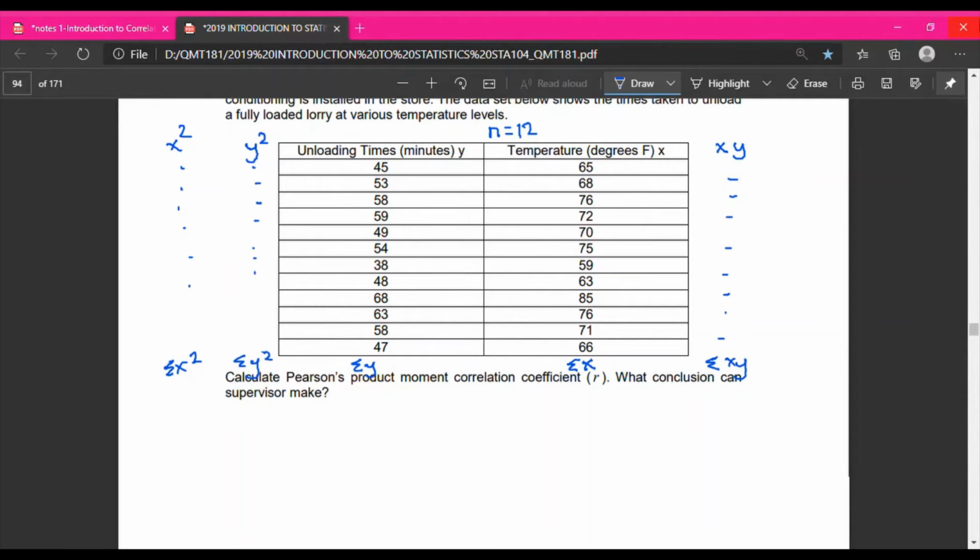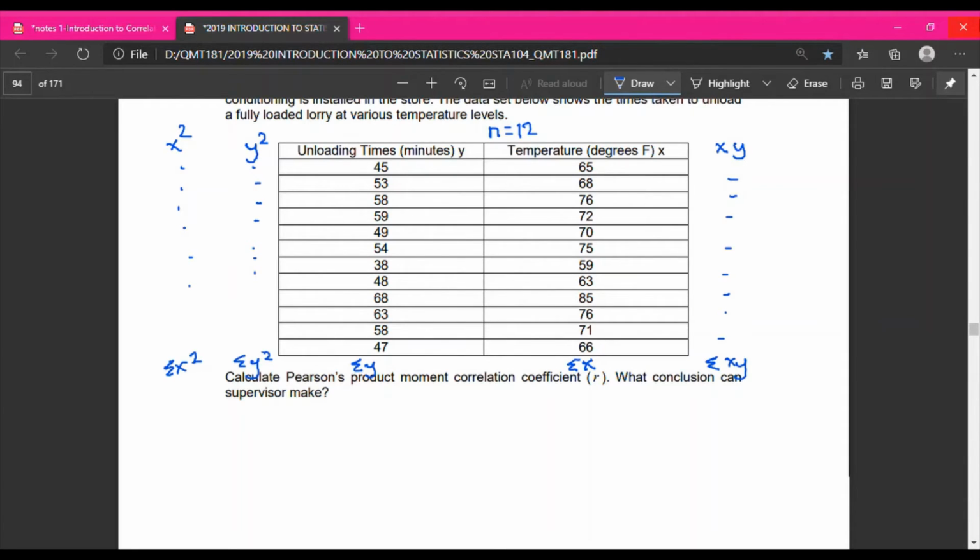So the next one, 76, 58, press M+, 72, 59, M+, 70, 49, M+, 75, 54 and plus, 59, 38 and plus, 63, 48 and plus, 85, 68 and plus, 76, 63 and plus, 71, 58 and plus, 66, 47 and plus. So now we have keyed in all the 12 observations.